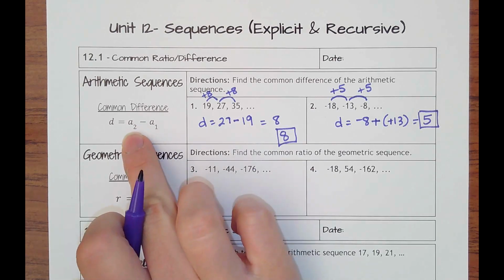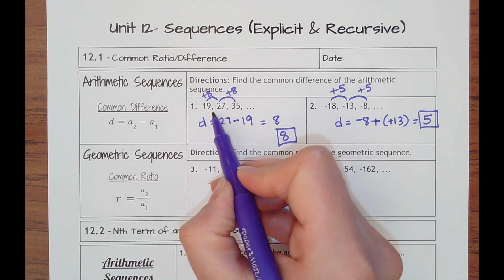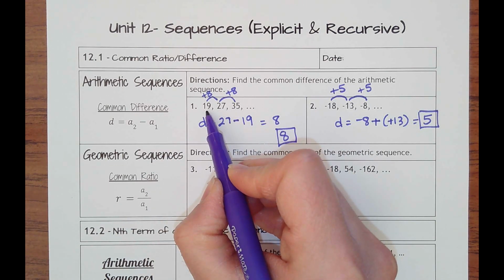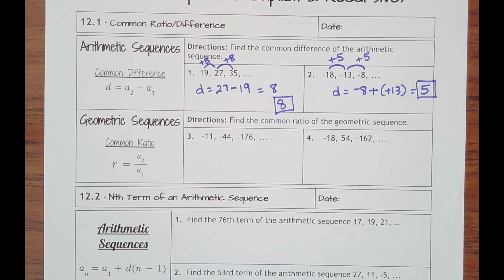And I should talk about these. When you see a sub something or a number down here, it's called a subscript. Think of submarine, it's down below. That means it's the second term in the sequence. A sub 1 is the first term. This would be called a sub 3, just so you're aware of what that means.